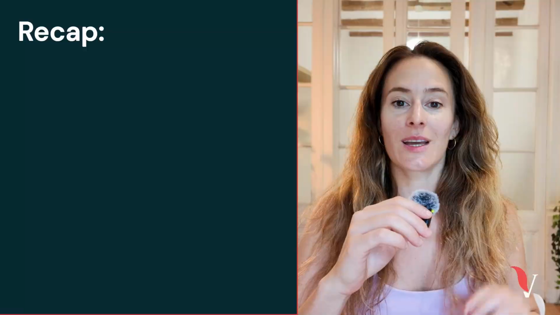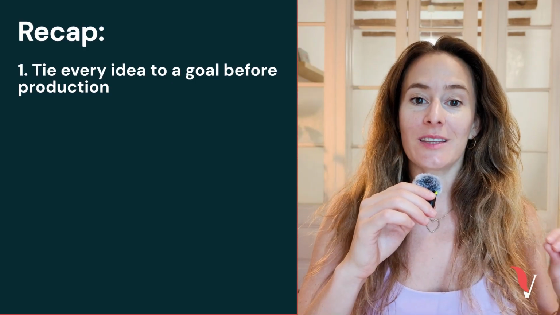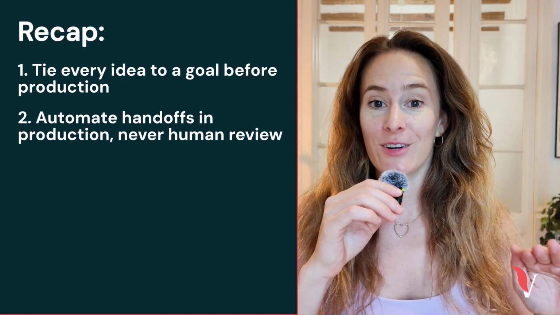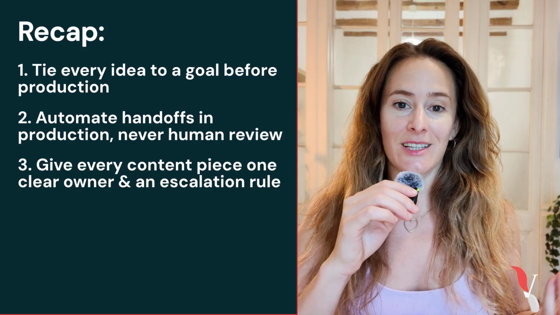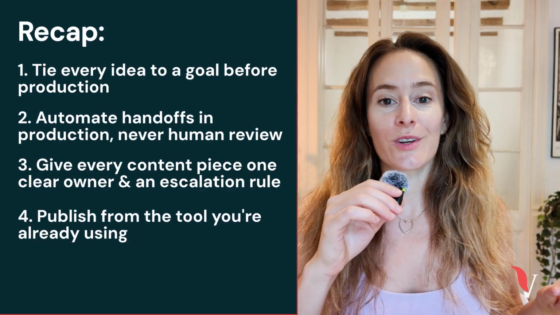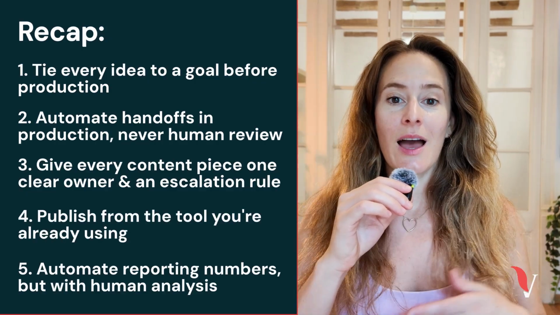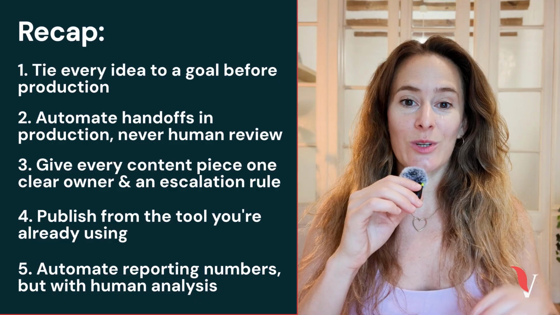So to recap, tie every idea to a goal before it enters production. Automate the handoffs in production, but never the human review. Give every piece of content one clear owner and an escalation rule, so approvals don't stall. Publish from whatever tool you're already using. Don't stack on a new one. And let automation pull your reporting numbers, but let a person decide what those numbers mean.